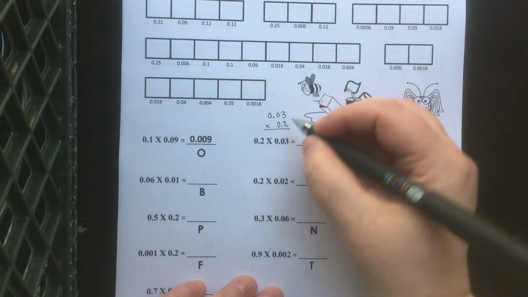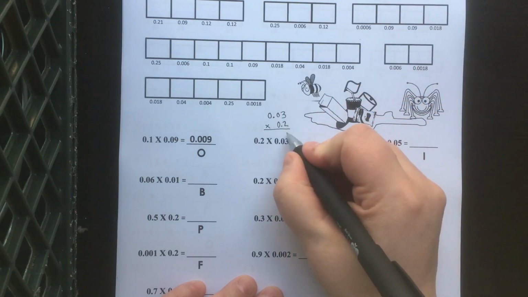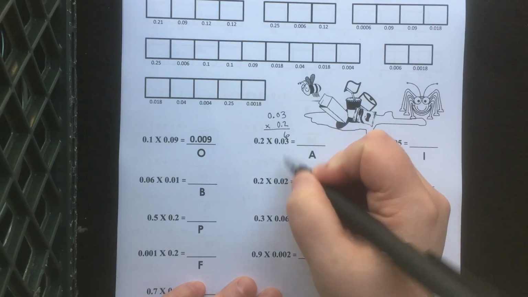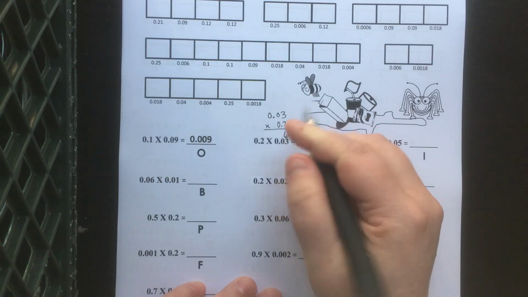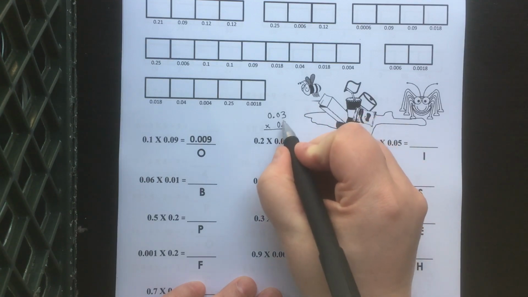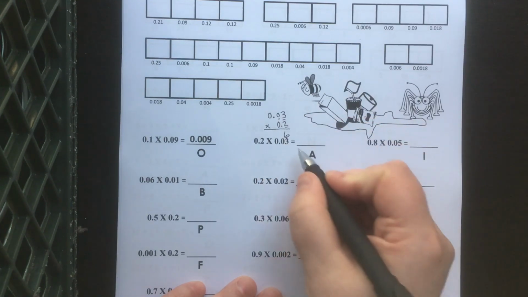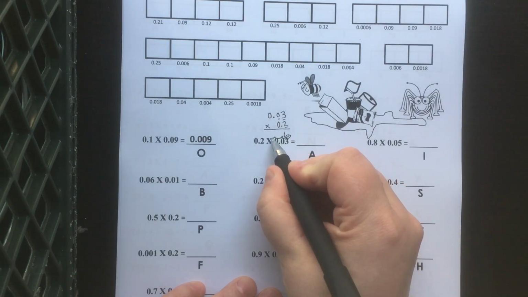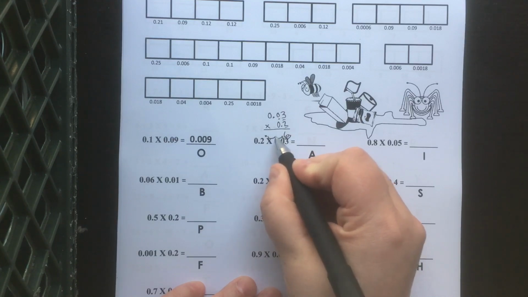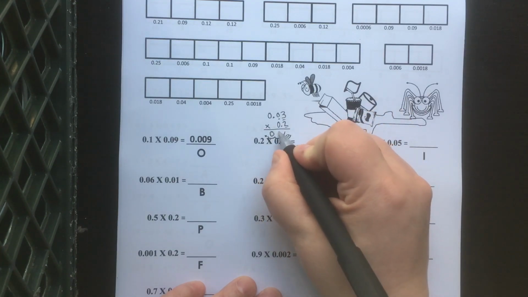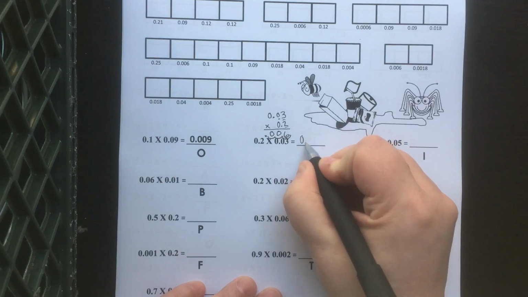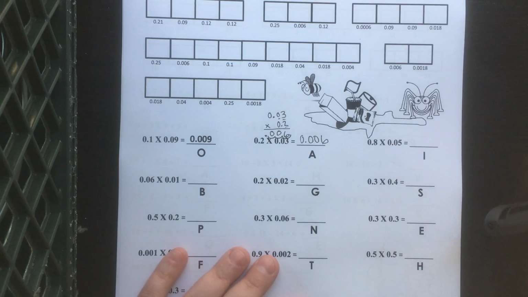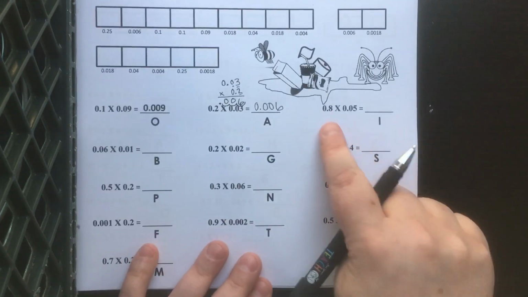So 2 times 3 is, I hope you said 6, okay? And then the rest of this is going to be zeros. So let's count how many numbers are behind a decimal. We have 1, 2, 3. So we are going to move our decimal 3 times, starting on the right. And what do I put in my holes? All right, so 6 thousandths.